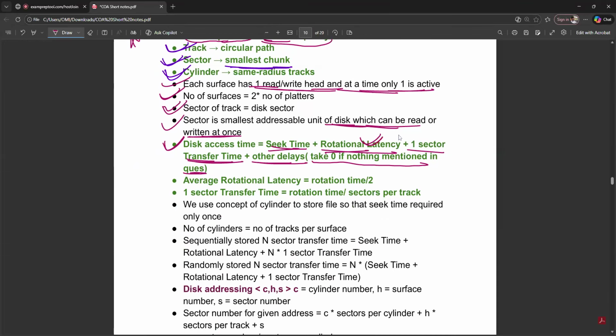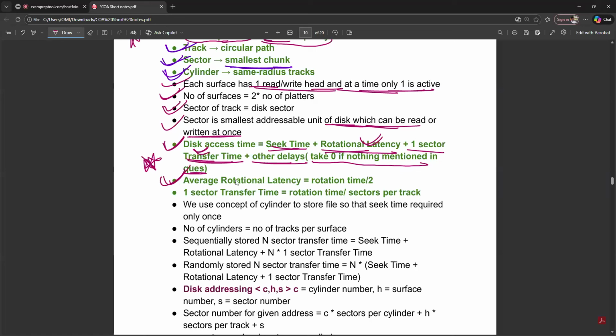So you are waiting while the rotation is going on, until a particular sector comes under the read-write head. And then you transfer that particular sector. So one sector is transferred. Got it?